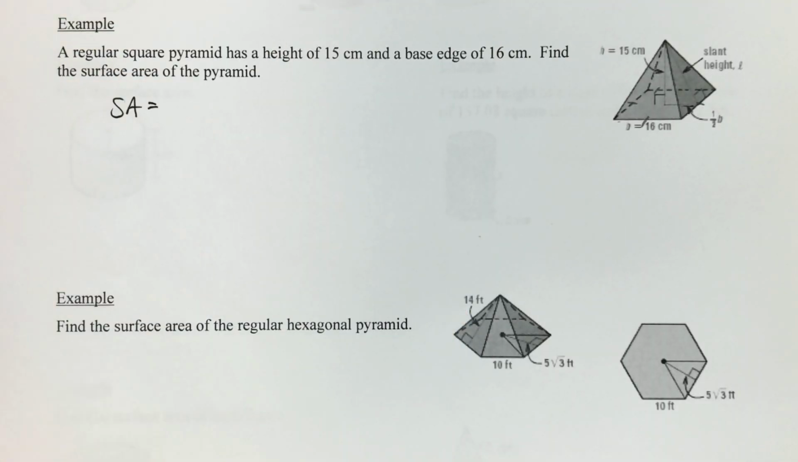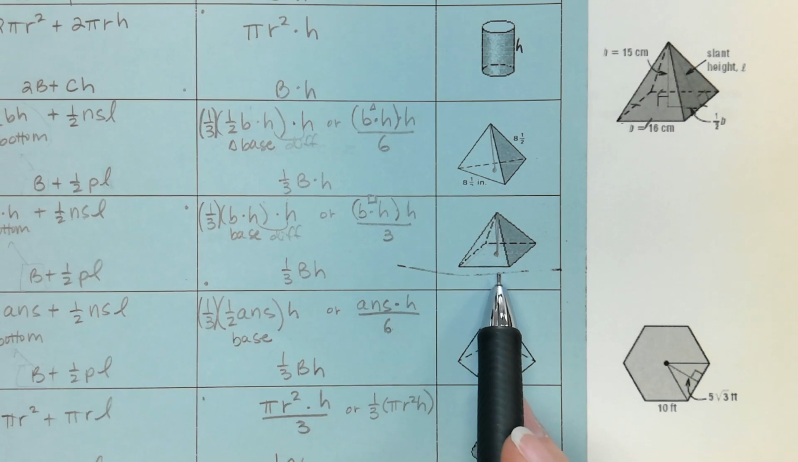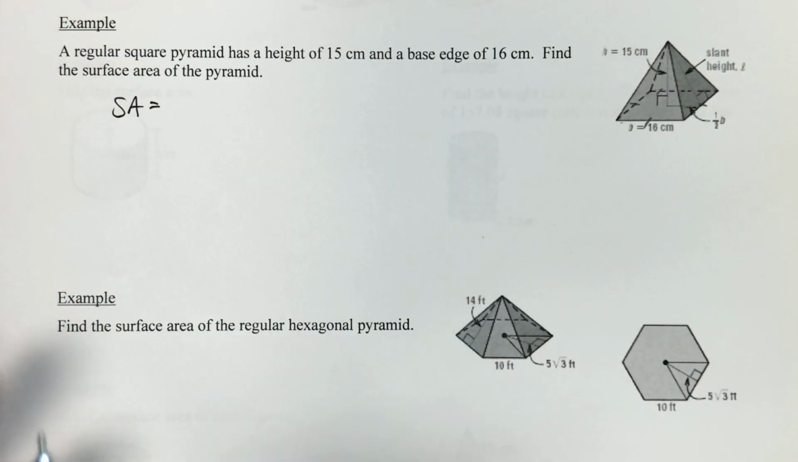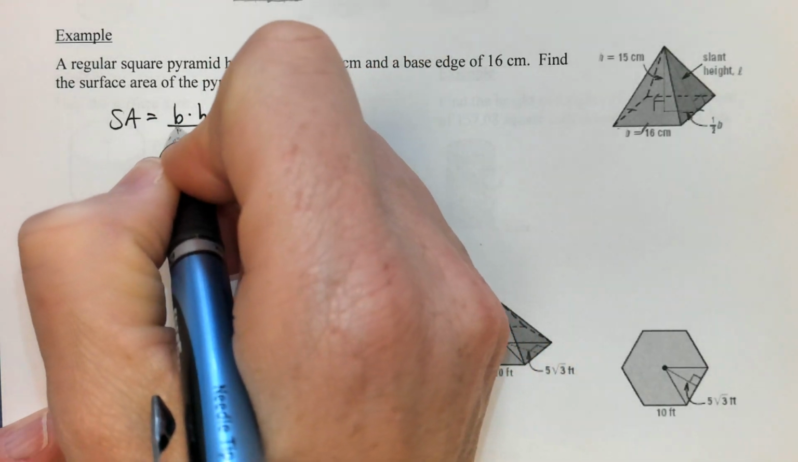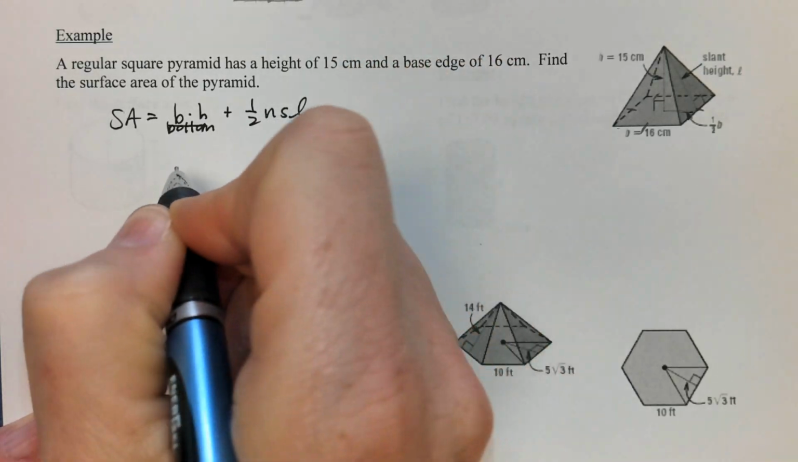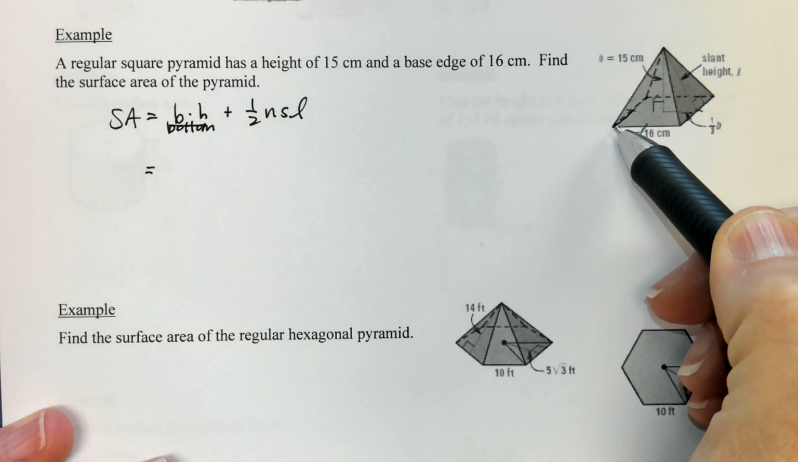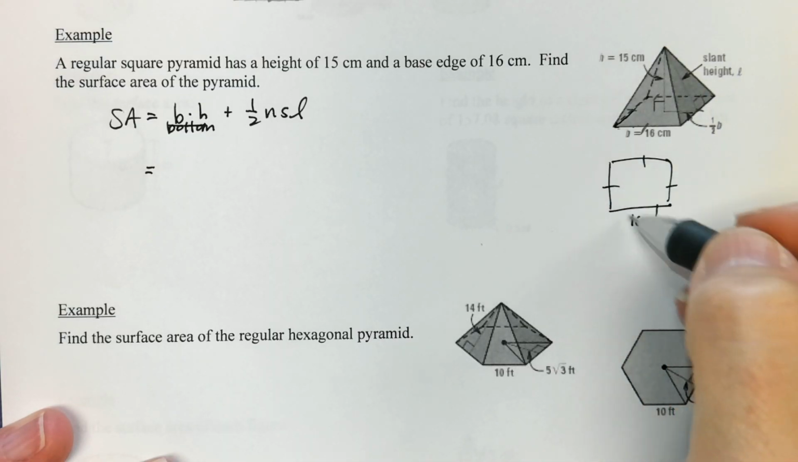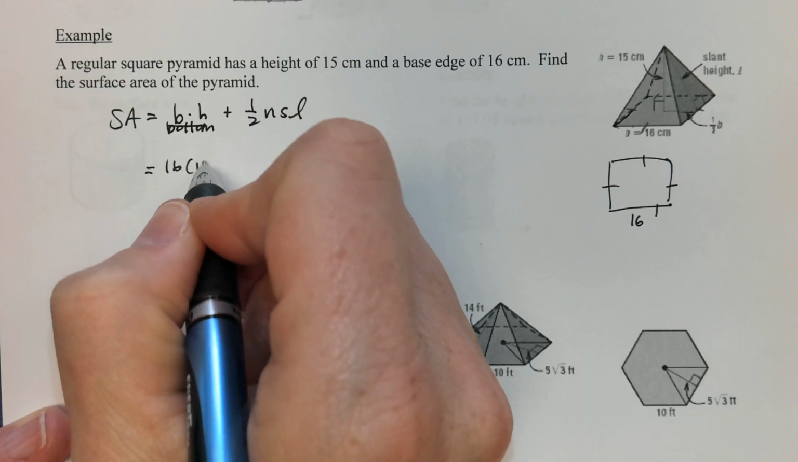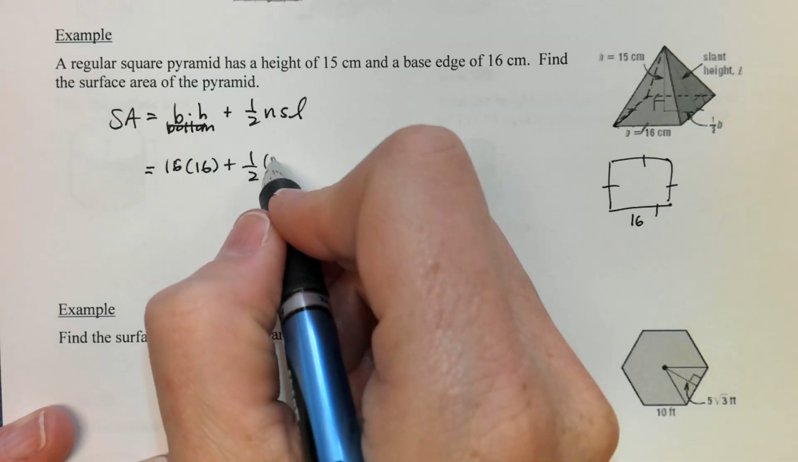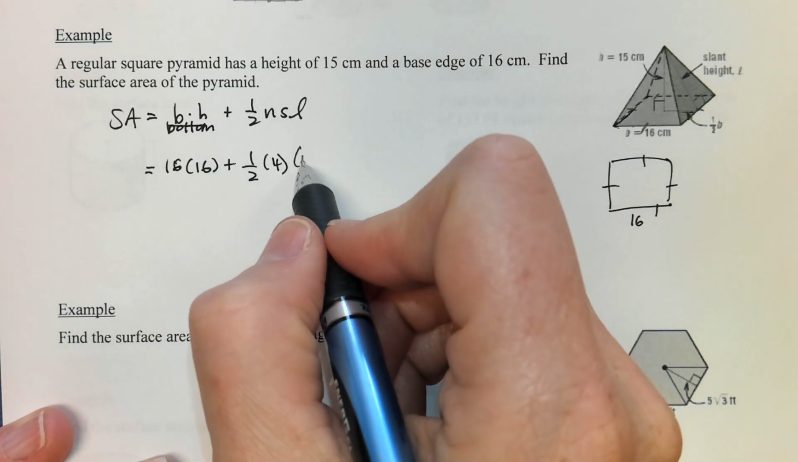So surface area equals, and I like to write out the formula so I know what parts I need to go find. So I am looking at this formula, so area of the bottom plus 1/2 NSL. So area of the bottom, oops, I just wanted to write bottom. And then 1/2 NSL. So on the bottom, it is a square. And one edge is 16. That means they're all 16s. And the area of this would then be 16 times 16. 1/2 NSL, the number of sides on the bottom is 4. Side length is 16. We already talked about that.